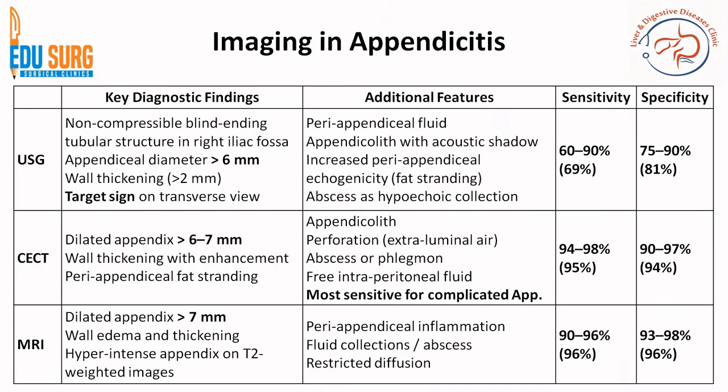Additional features include periappendiceal fluid. Appendicolith will have an acoustic shadow just like gallstone. Increased periappendiceal echogenicity is suggestive of stranding, and you can see an abscess as a hypoechoic collection. Remember that ultrasound has low sensitivity but 81% specificity.